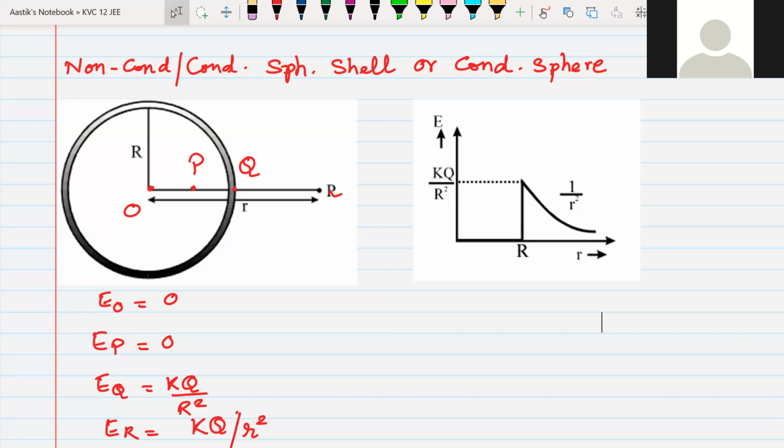Yes, sir. One thing is remaining. One type of body remains in this. Which type of body remains? We have covered conducting, non-conducting shell. We have covered conducting sphere. One type of body still remains uncovered. Which is that body that remains uncovered?